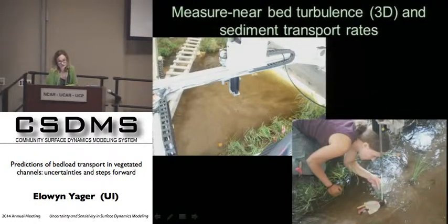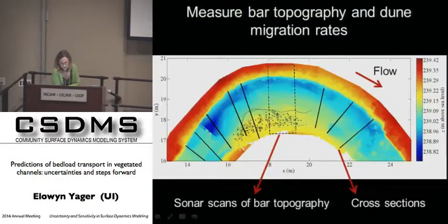Then we measure the near bed flow velocities using an ADV, so we get as close to the bed as possible in a number of locations on the bar. And we use mini Helly-Smith samplers, shown here, to measure the bed load transport rate within the field of vegetation. And then finally, we measure bed topography.